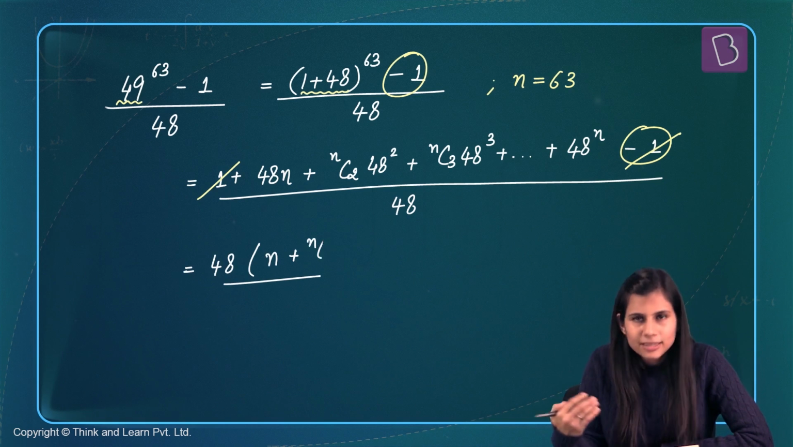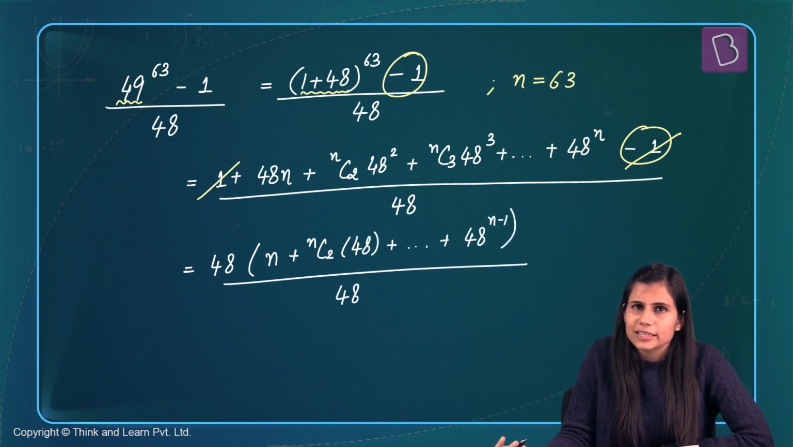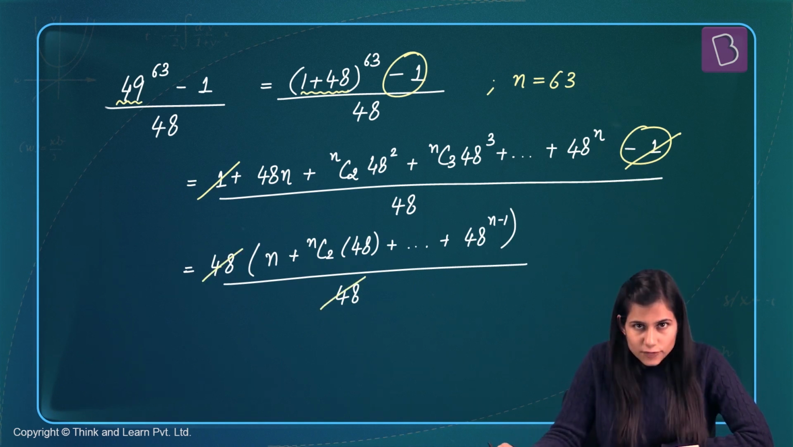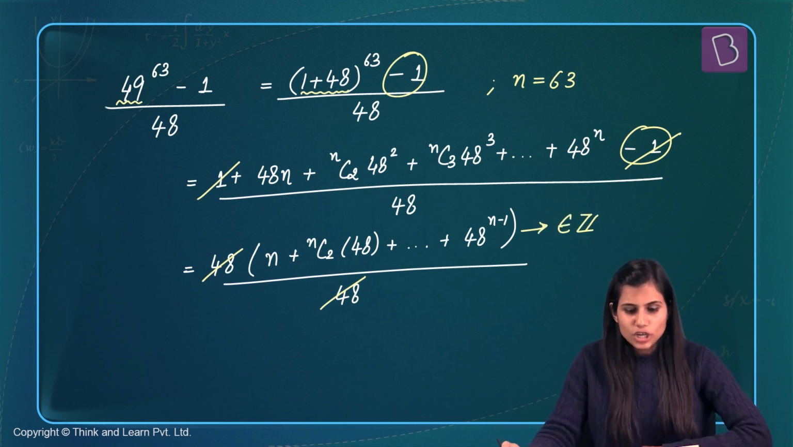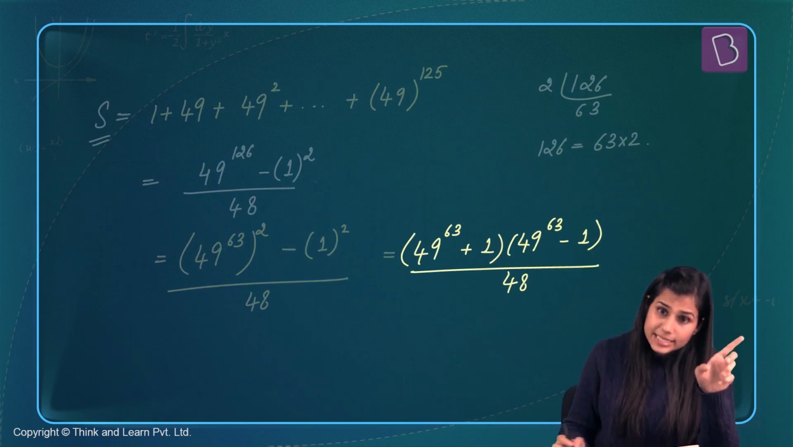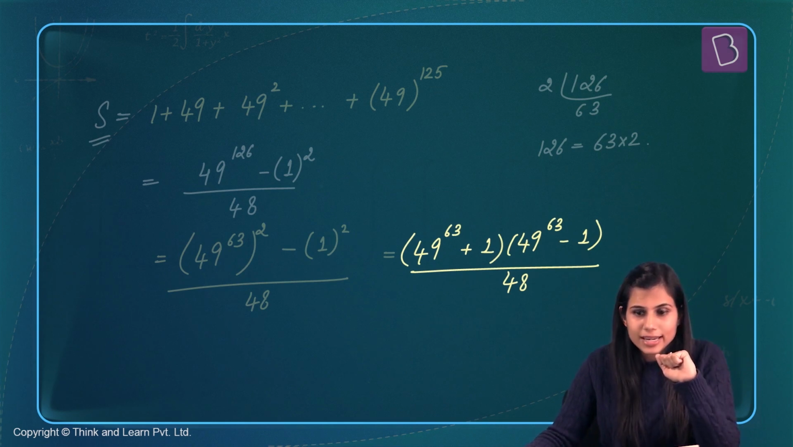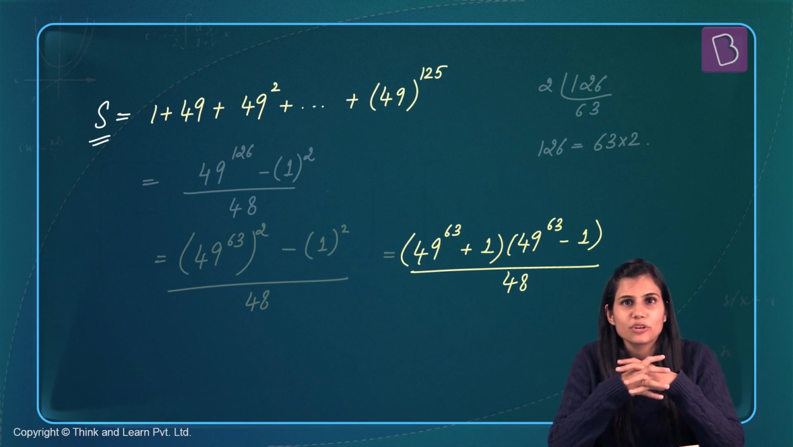I will be left with nC2 into 48 plus and so on, 48 to the power n minus 1 whole upon 48. And that is enough to convince you that yes, 48 cancels out. What you're left with is this term, which is completely an integer. So now we are completely convinced that yes, 63 is the largest value of k for which 49 to the power 63 plus 1 divides this entire expression completely, right?